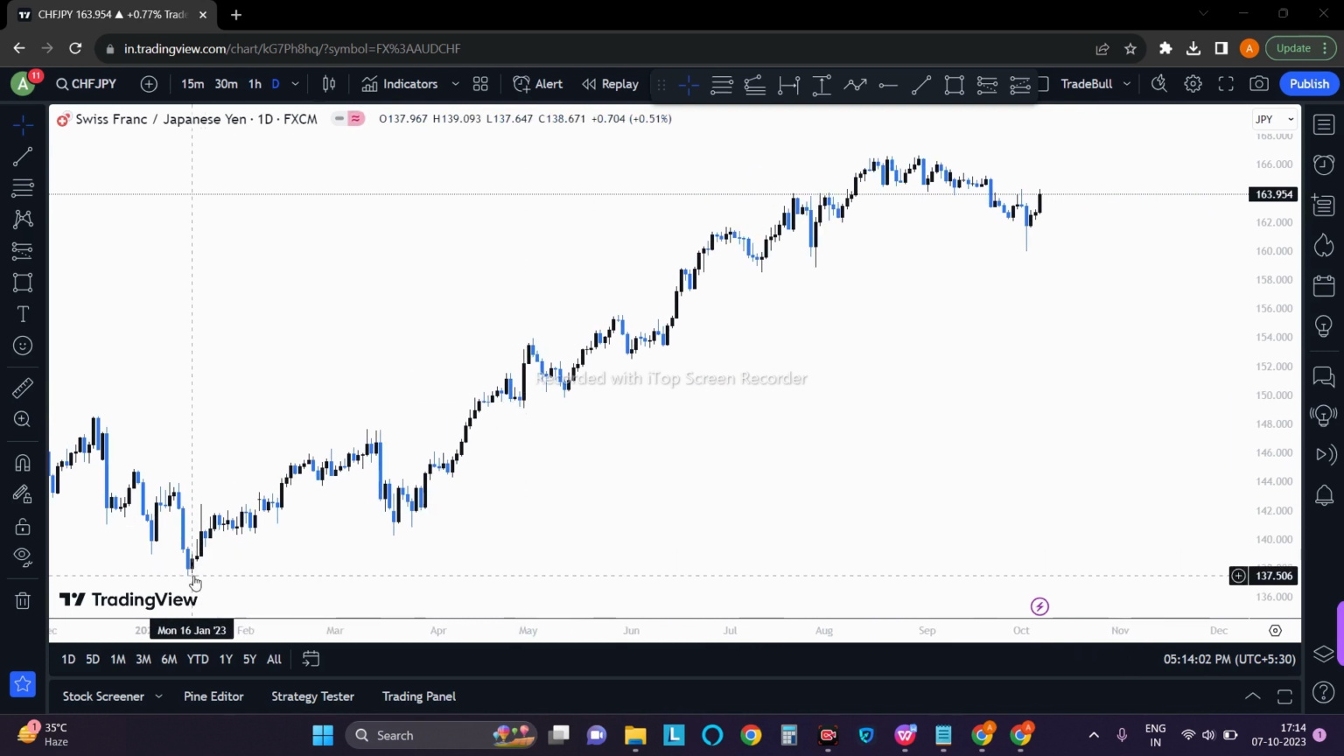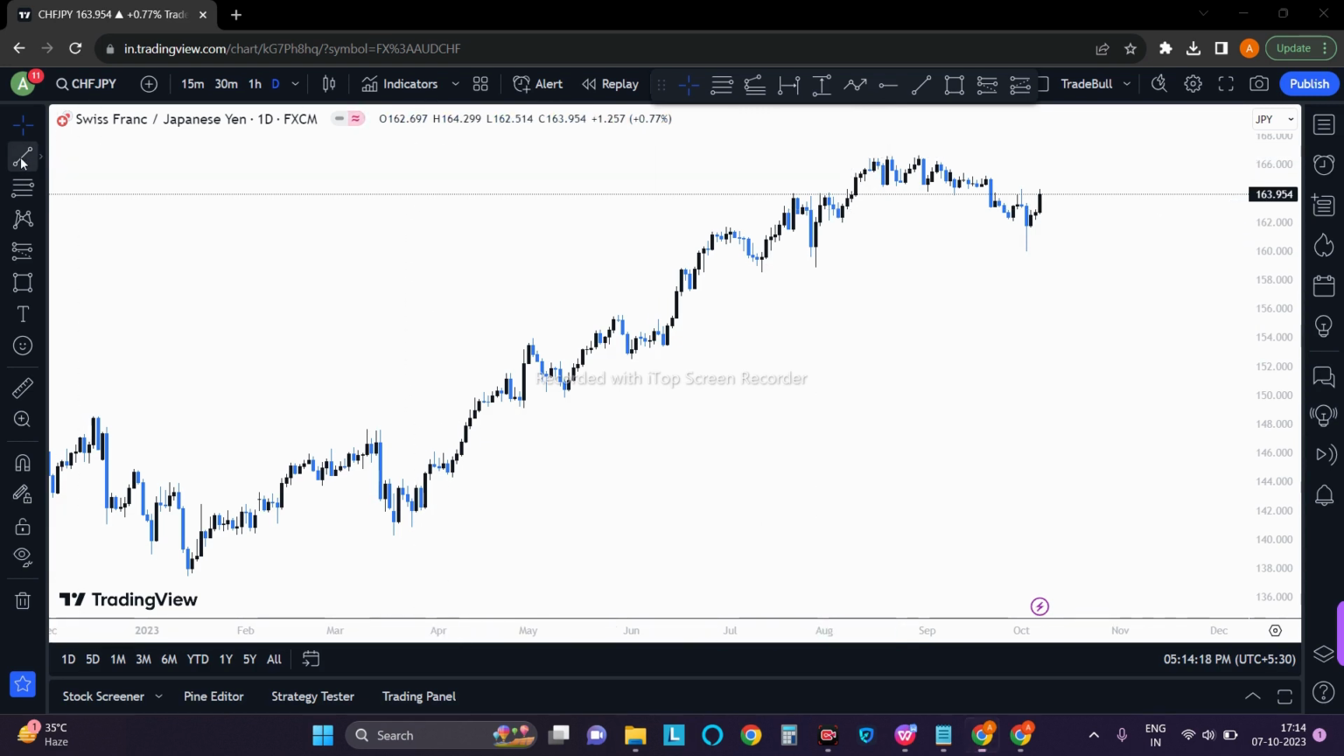You can see right from the bottom here, from 137, the price has been moving up, right? So price made a high, a lower low, then a high, low, high, low, high, low, right? Typical how price moves in an uptrend.